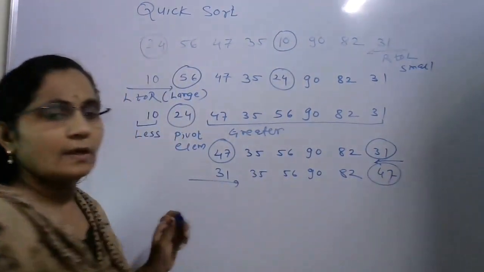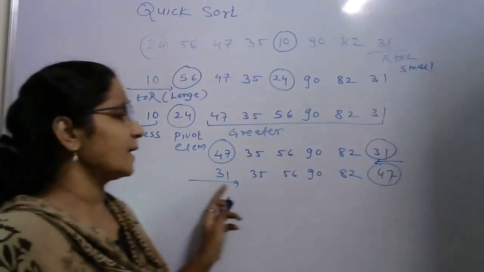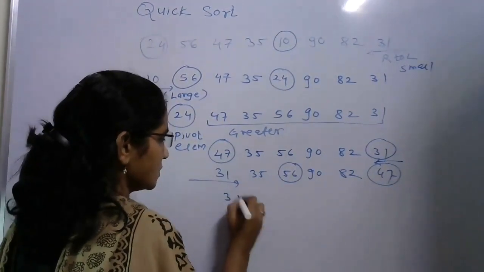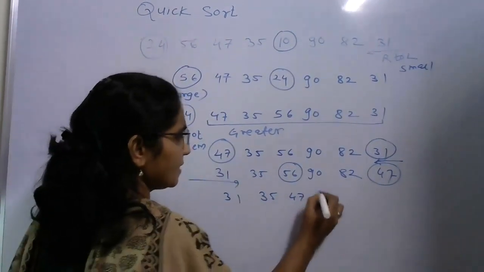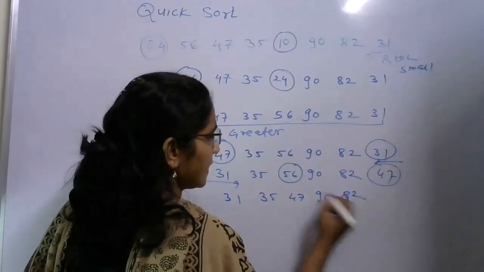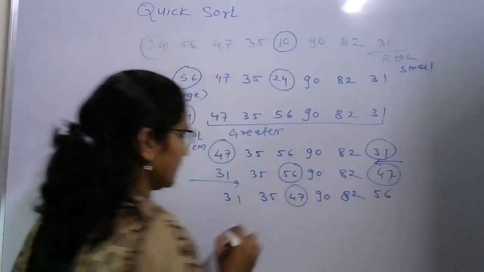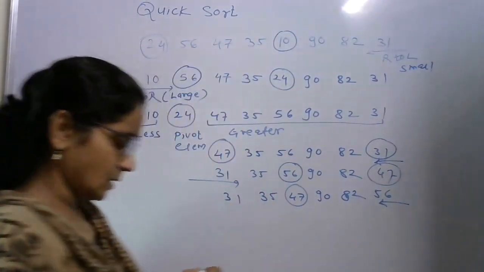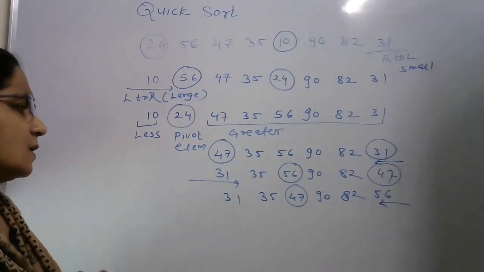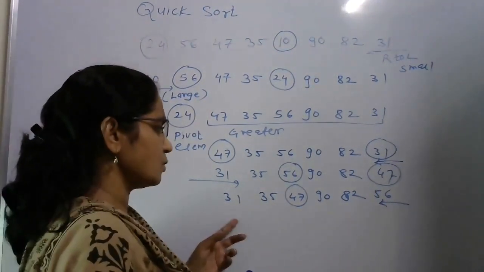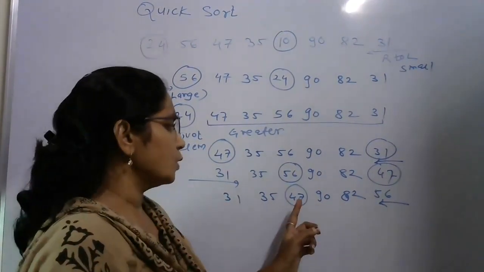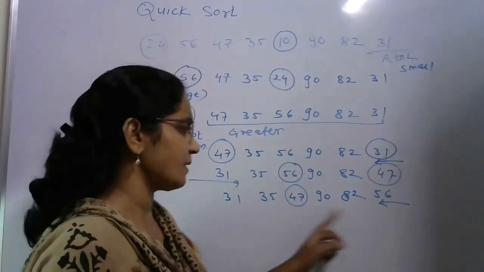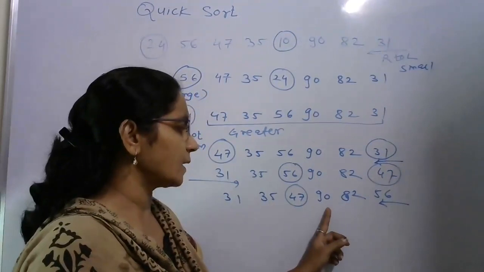Now you start from left to right and stop when you get an element greater than 47. 31, 35 are less. Yes, 56. So just exchange here: 47, 90, 82, and this is 56. The pivot element is 47. Now you go again from right to left. There is no necessity to go from right to left, because you just scan the list from right to left and stop when you get an element less than 47. But 56 is greater, 82 is also greater, 90 is also greater.